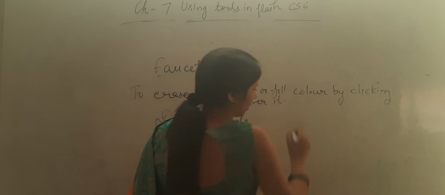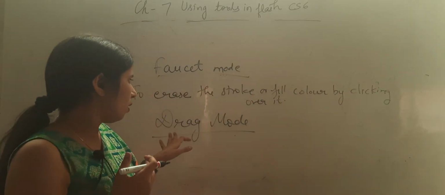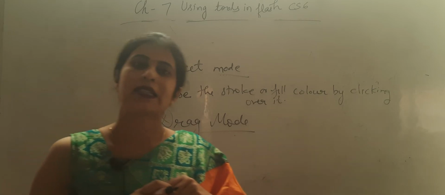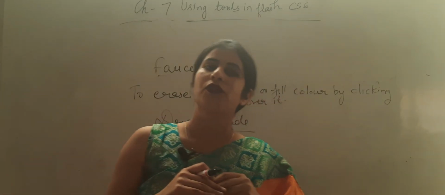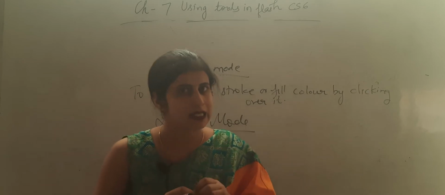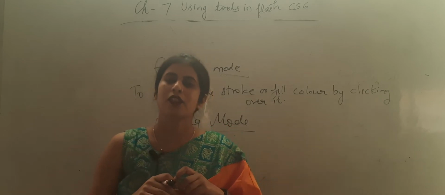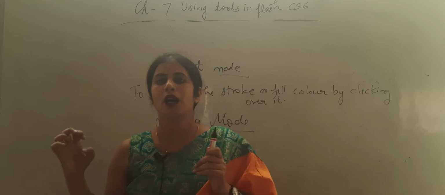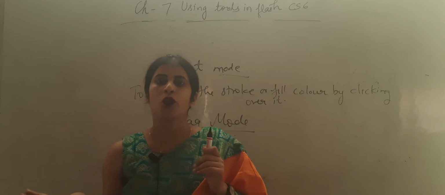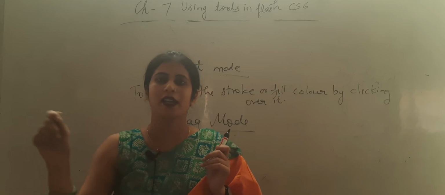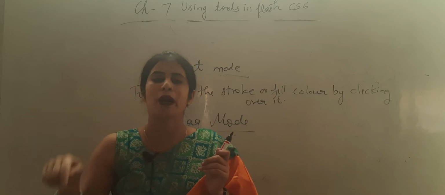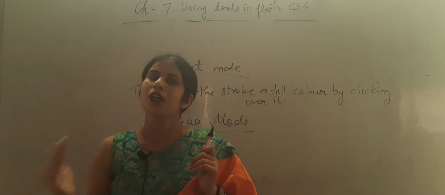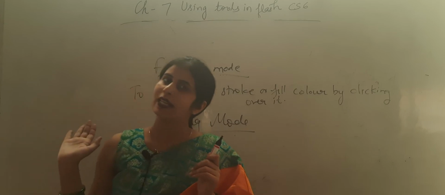By clicking over it. The second is drag mode. What is drag mode? Drag mode is a mode in which we erase the area just by dragging over it. Means we are hovering the mouse over the area. Hovering means we are sliding the mouse there. We are not pressing the mouse button. We are just dragging the mouse over that area. So simply that area will get erased.